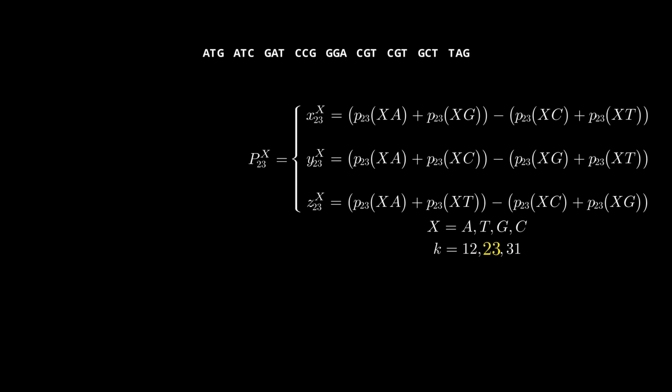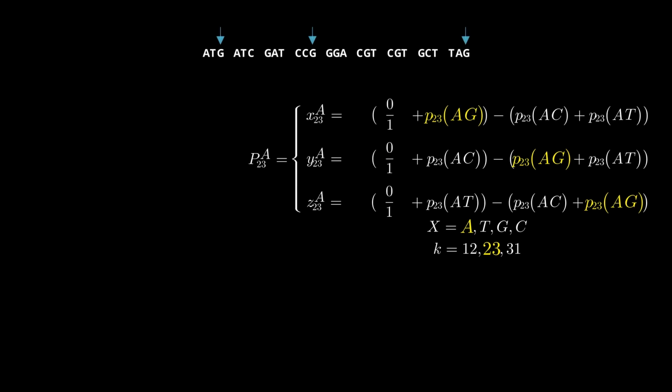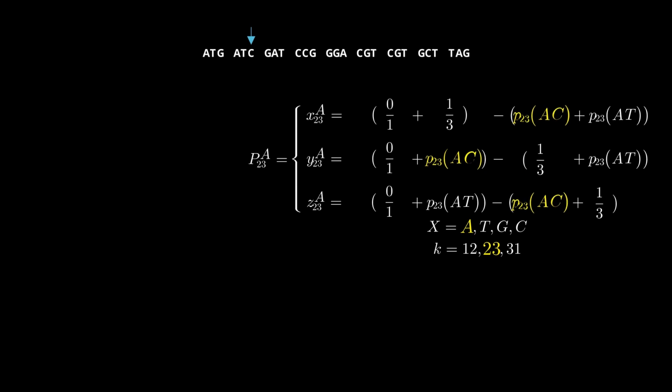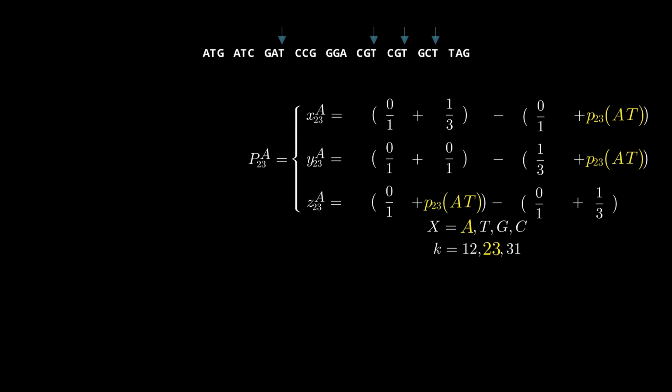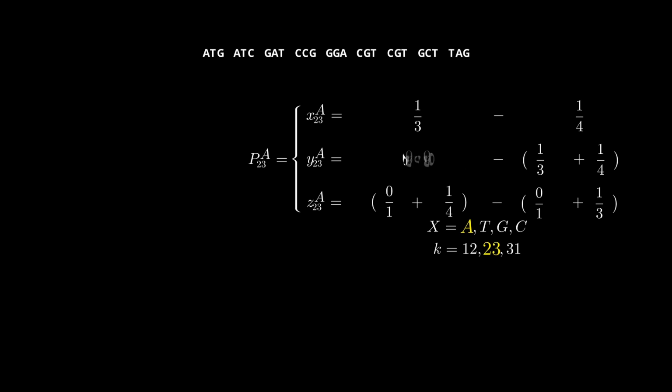Now we do the same thing again, except when K is equal to 2 3 instead. When capital X is A, the probability that A is in codon position 2 if there is another A in codon position 3 is 0 out of 1. The probability that G is in codon position 2 if A is in codon position 3 is 1 out of 3. The probability that A is in codon position 2 if C is in codon position 3 is 0 out of 1. And the probability that A is in codon position 2 if T is in codon position 3 is 1 out of 4. Simplify the equations and plot the point P sub 2 3 super A.